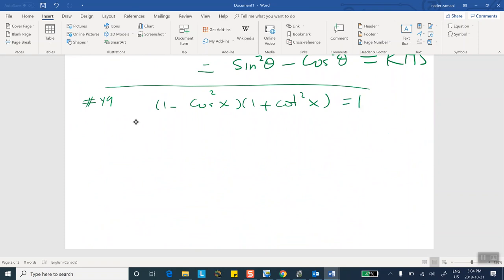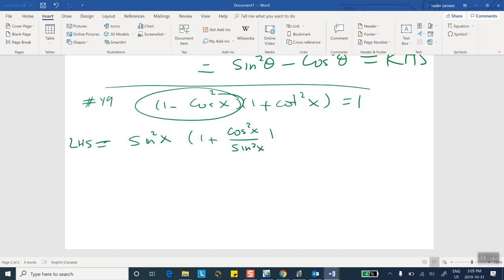Okay, so let's start right here. Well, first of all, this thing is sine squared. Left-hand side equal to, this thing is sine squared x. And over here, if you remember what this thing was, this was cosecant squared. But if you don't remember, just plug it in. Cosine squared x over sine squared x.